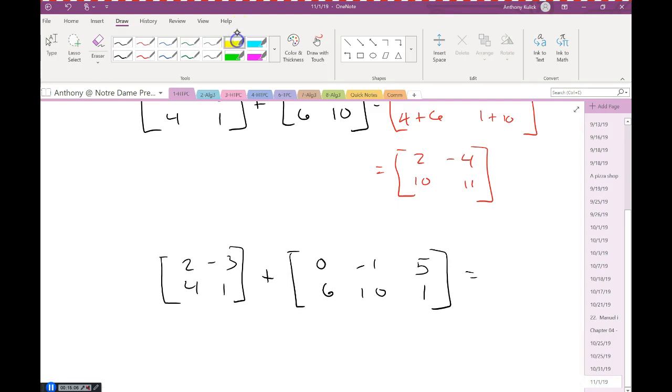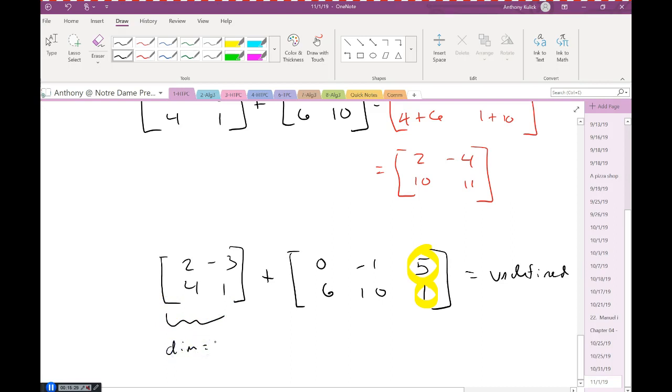So what are we going to add these things with? Why? There's no zeros in the first matrix. This we cannot do. We'd say that this is undefined. So what is the dimension for this first matrix? That's 2 by 2. And what's the dimension for that second matrix? What is it? 2 by 3.